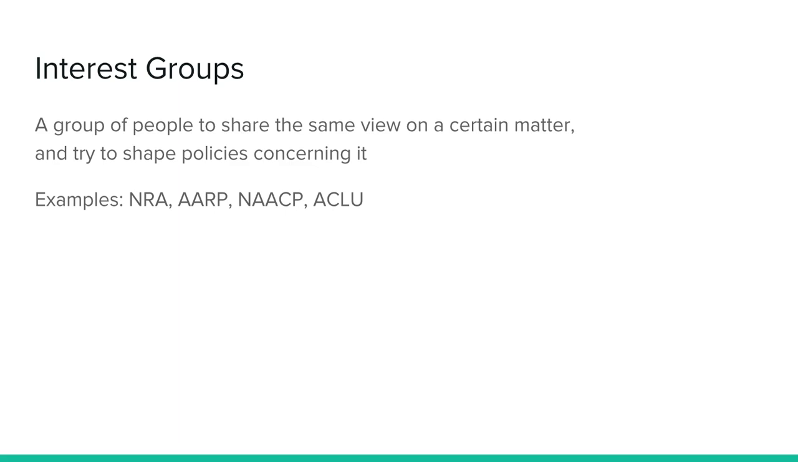The ACLU is the American Civil Liberties Union. They prosecute a lot of lawsuits in certain areas, trying to protect what they see as infringements on civil rights. So those are all examples. You can be a member of lots of different interest groups or none. But what are they for?